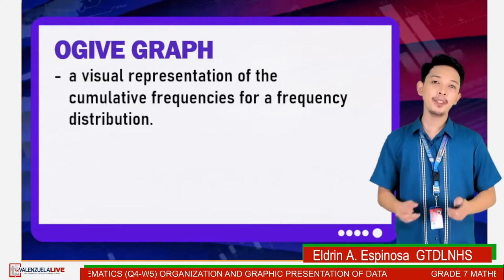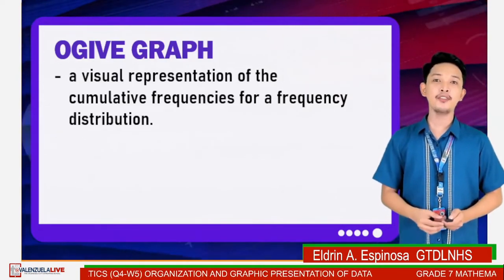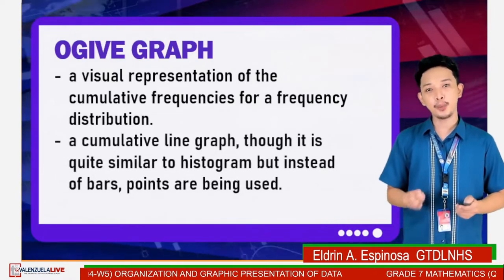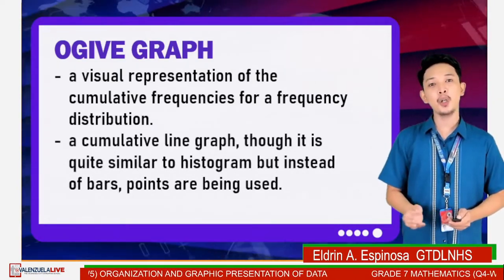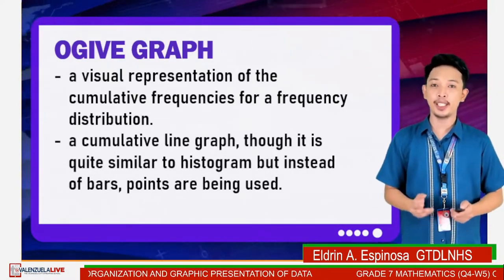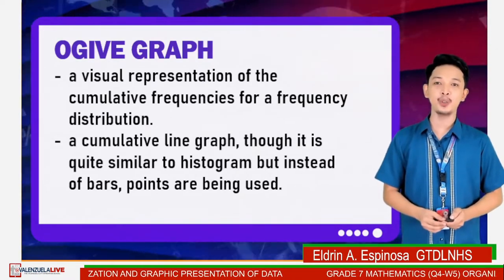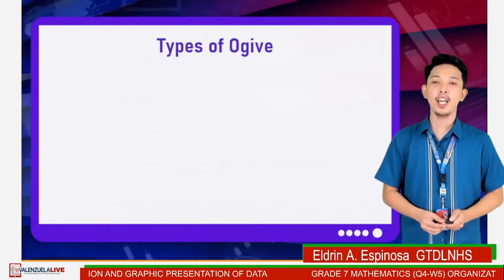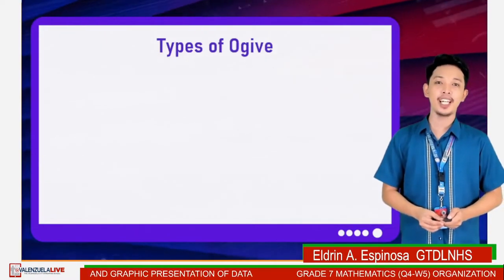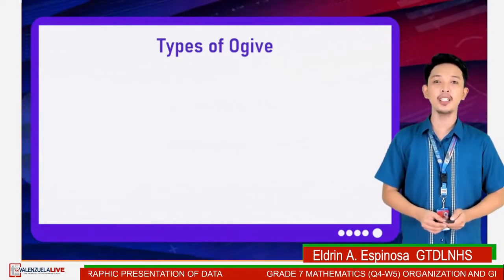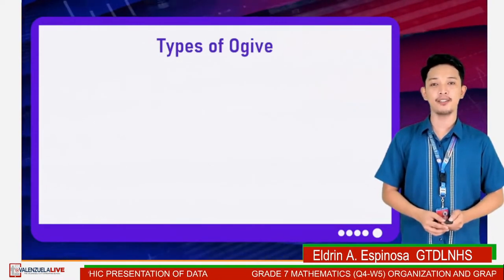A visual representation of the cumulative frequencies for a frequency distribution. A cumulative line graph, though it is quite similar to histogram, but instead of bars, points are being used. There are two types of ogive. First is the less than ogive. Then the second one is the greater than ogive.